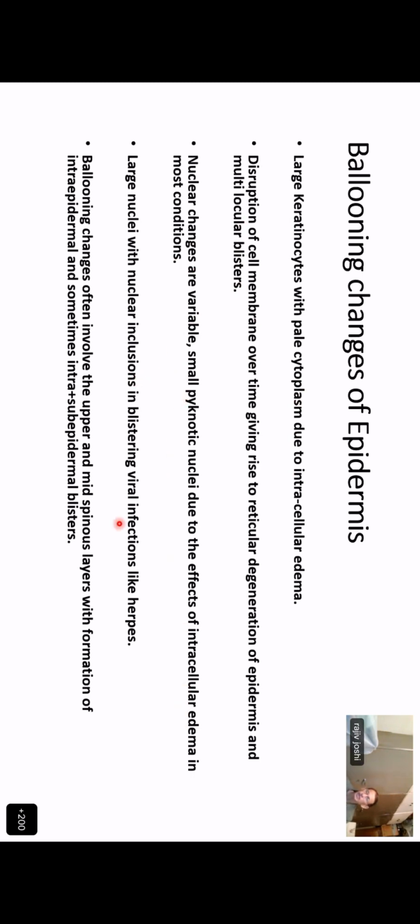in most conditions. However, when you have infections like herpes, you get large nuclei because you start getting viral cytopathic effects. So when you have an infection of herpes, you get large nuclei with nuclear inclusions. Ballooning often involves the upper and the mid spinous layers with the formation of intraepidermal blister typically, but sometimes this blister, like in the previous case, we saw spongiotic vesicles opening onto the surface of the stratum corneum. Here, ballooning usually causes the blister to open into the dermis. So you can get intraepidermal and sometimes intra plus subepidermal blisters.